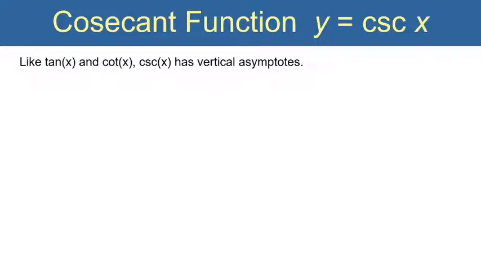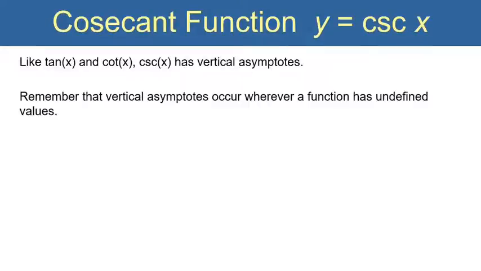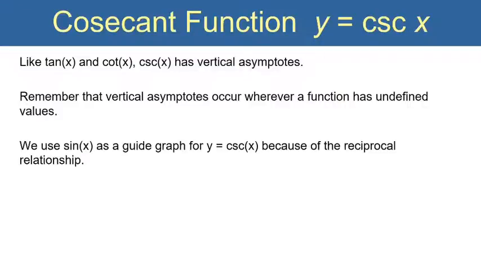Let's start out by taking a look at the basic cosecant function. Like tangent and cotangent that we saw in the previous section, cosecant has vertical asymptotes. Now remember that vertical asymptotes occur wherever a function has undefined values. And we're going to use the sine of x as a guide for cosecant x because sine is the reciprocal of cosecant.